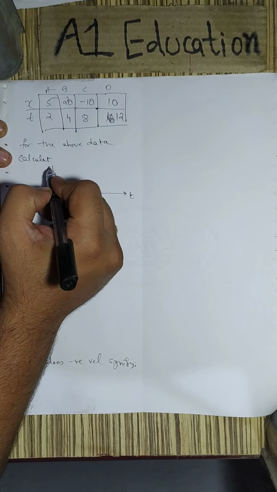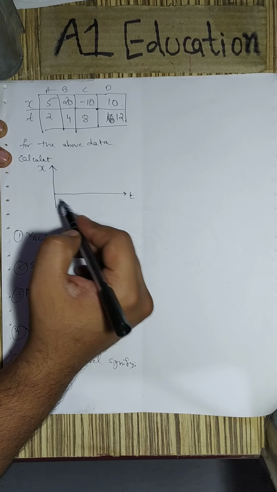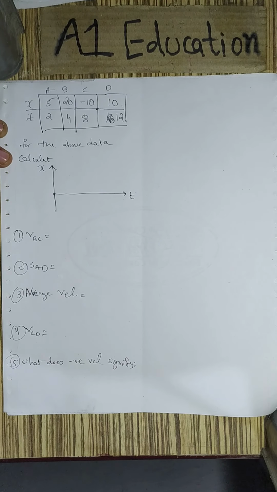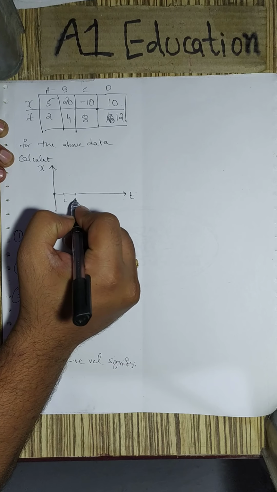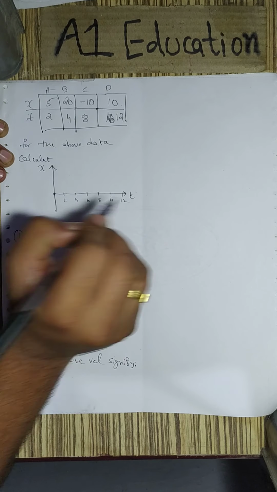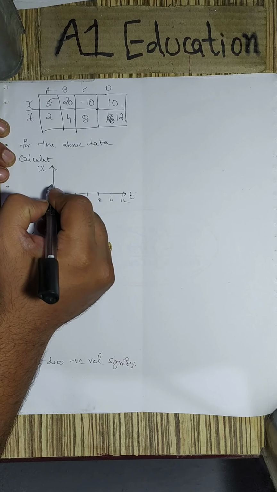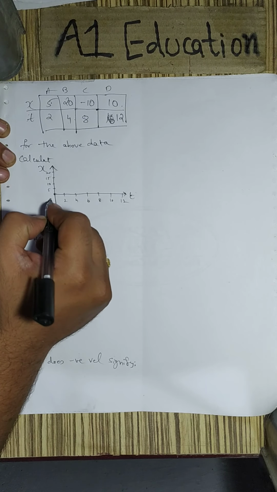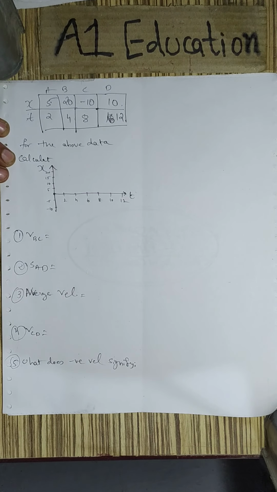From the question itself it is clear, displacement is on the x-axis and time is on the y-axis. Since there is a negative number, we draw the graph from some middle point. Time is 2, 4, 8, 12. Let us mark it 2, 4, 6, 8, 10, 12. And positions 5, 20, minus 10, 10. So it will be 5, 10, 15, 20. Downside it will be minus 5, minus 10.